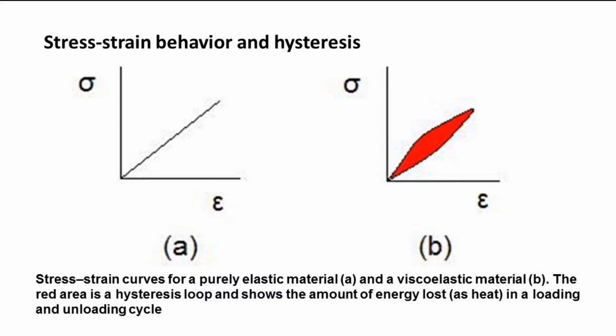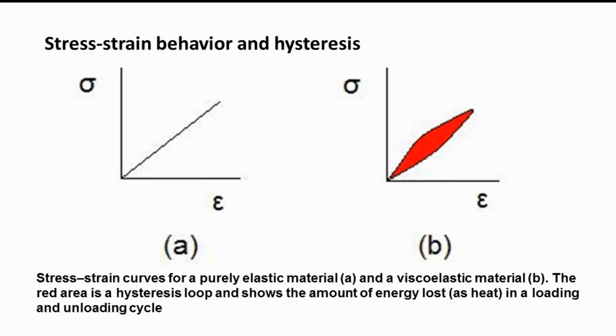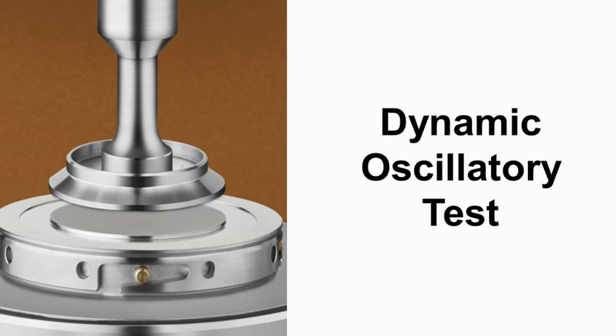Purely elastic materials do not dissipate energy or heat when a load is applied, then removed. However, a viscoelastic substance loses energy when a load is applied, then removed. Hysteresis is observed in the stress strain curve, with the area inside the loop being equal to the energy lost during the loading and unloading cycle. Stress relaxation and creep tests are convenient for studying material response at long times, but less accurate at shorter times.